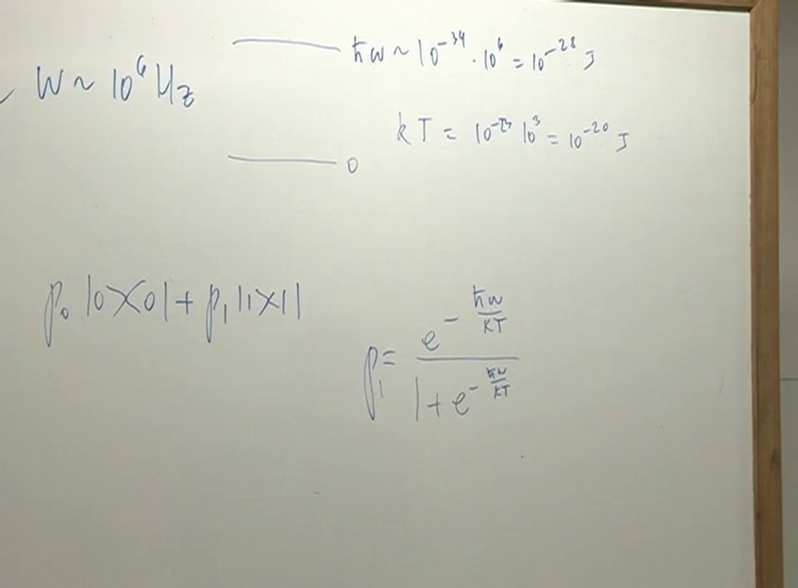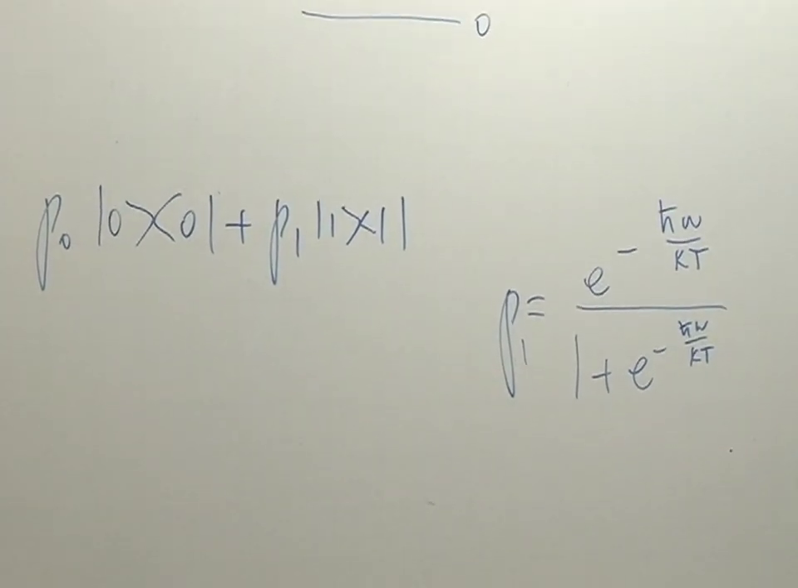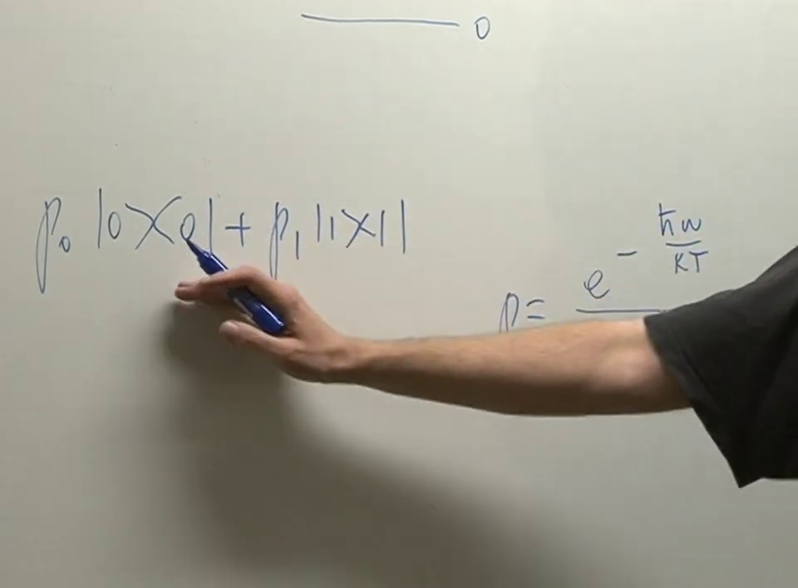And what you will discover, very unfortunately, is that these guys are very close to one another. So the probability for zero is almost a half and equal to the probability for one, simply because these guys are very small numbers. And so you can never guarantee that you have a good fraction of a pure state.